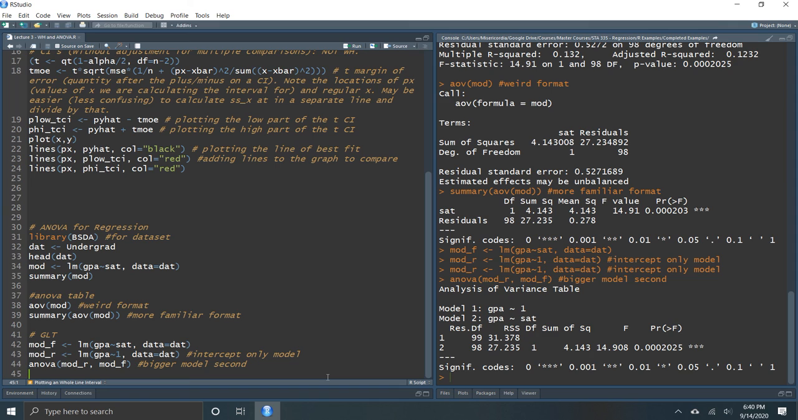This has been a video demonstrating how we construct a continuous interval for a confidence interval of a data set, how we construct an ANOVA table for regression, and how we perform a general linear F test using R.